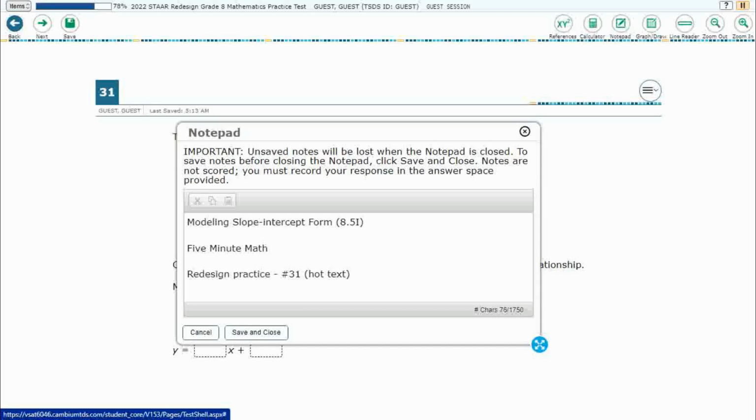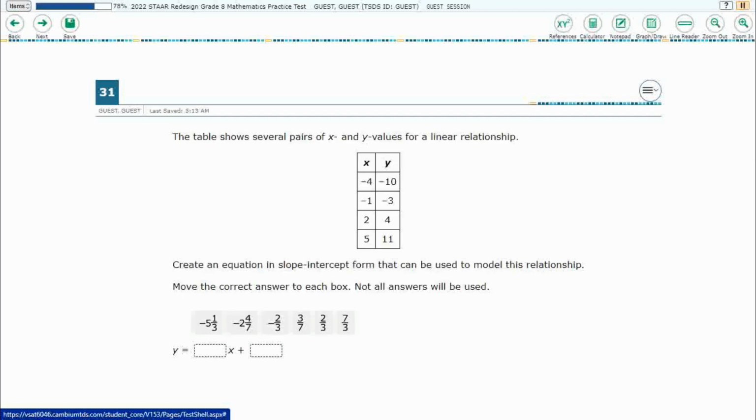Today we are looking at the 8th grade concept of modeling slope-intercept form. This is standard 8.5i in the great state of Texas, and we are using item number 31, which is a new item type called hot text off the Redesign Practice Online STAAR test. If you haven't done so already, please go ahead and take a moment to pause the video, work this problem out on your own, unpause it, and we will look at our answers together.